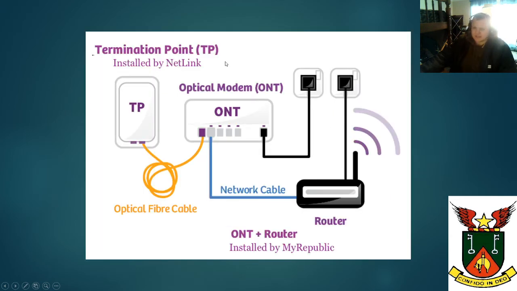You can see here is termination point, TP. So this is almost also like the server. The server, then fiber optic cable is underground coming to your house. It goes into the ONT, optical modem. So from the optical modem, then you can sometimes connect it directly to a device, but the majority of times they connect a network cable to it, to a router or a switch that creates a Wi-Fi wireless network, and also has some Ethernet ports. Okay, so again the same principle.